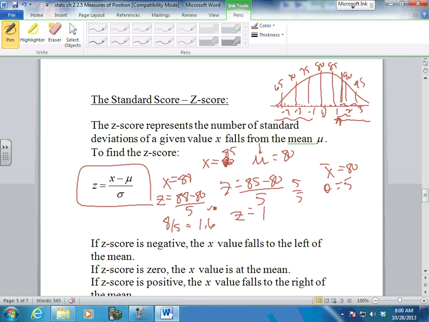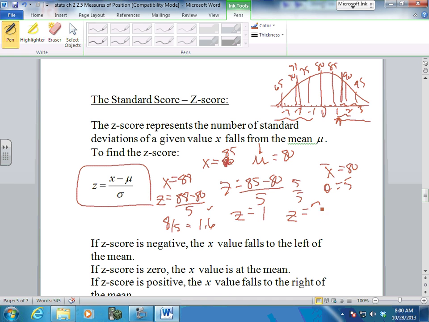Now, take a score below the mean. Let's find the score of 71. What would you estimate it to be close to? Negative 2. It's below the mean, so it's negative. It's close to negative 2. It's between negative 1 and negative 2. So let's use your formula.